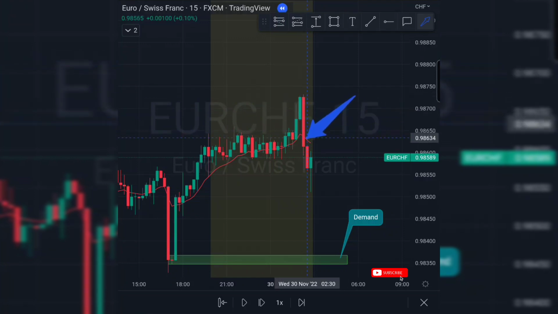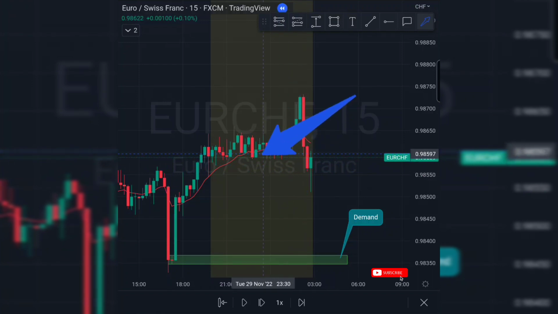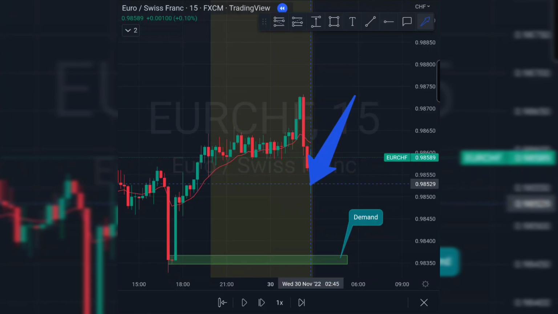Big engulfing aggressive red candle, and it never pulls back, right? Never pulls back. It even breaks structure, right? You see this support right here, it breaks through that. So you can mark that up as well.